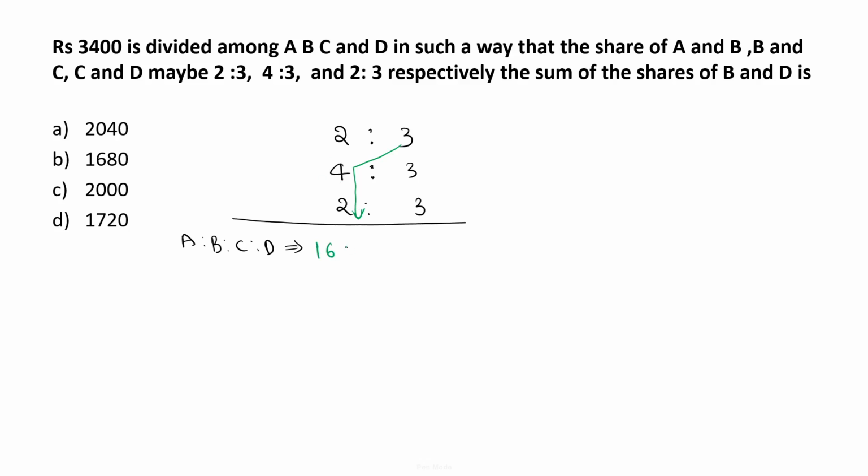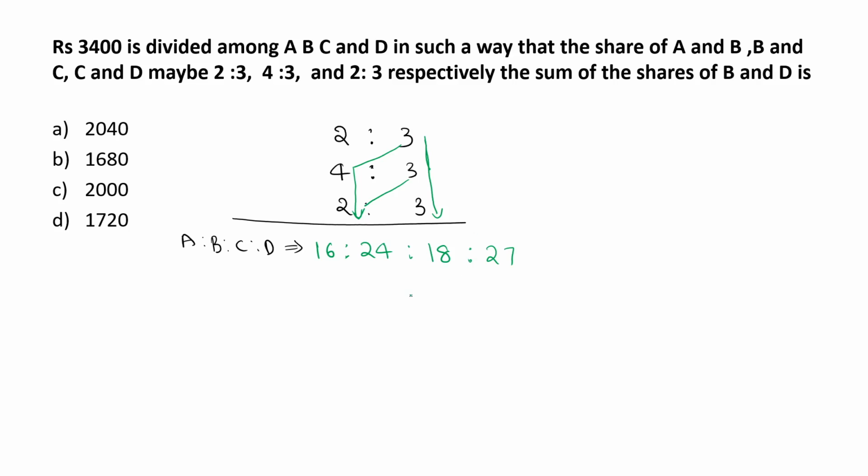16. 4 3s are 12, 12 2s are 24. 3 3s are 9, and 9 into 2 is 18. Just go downwards, multiplying each term: 3 into 3 into 3, that is 3 cube, which is nothing but 27.